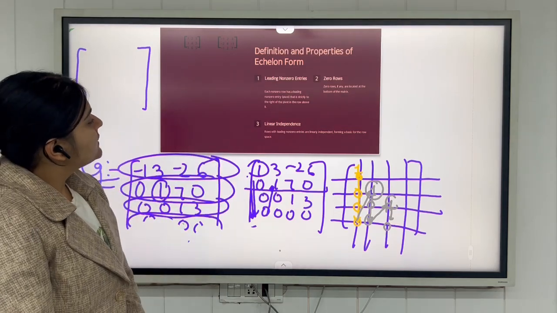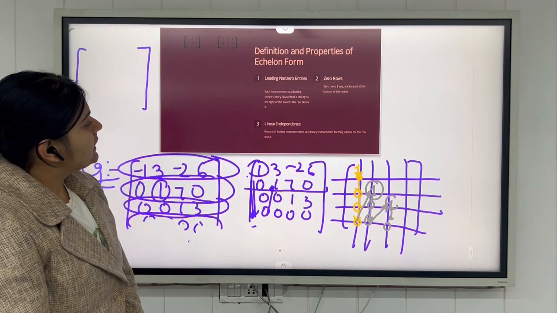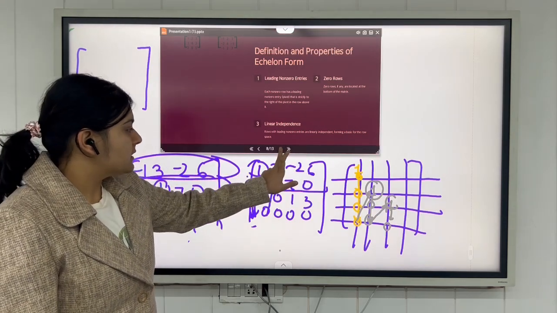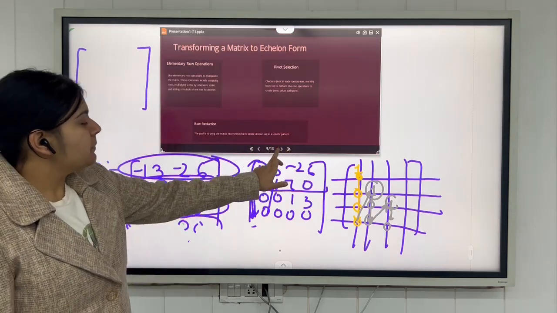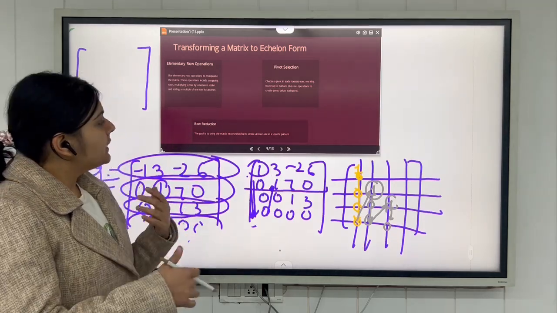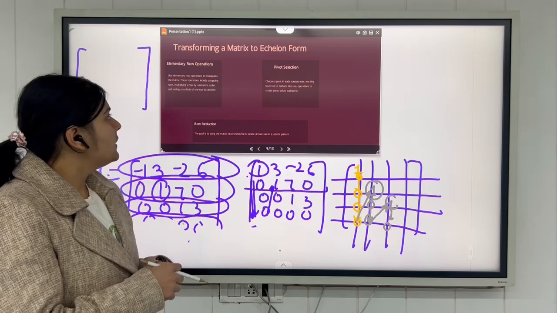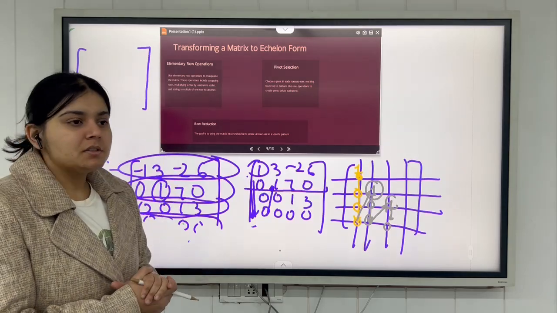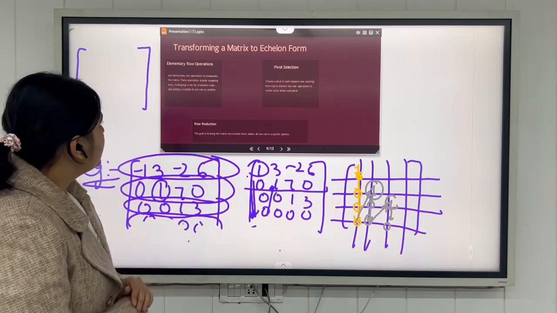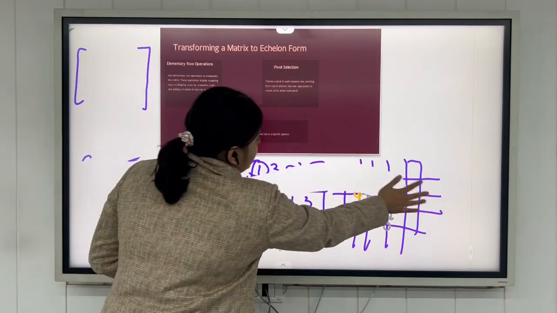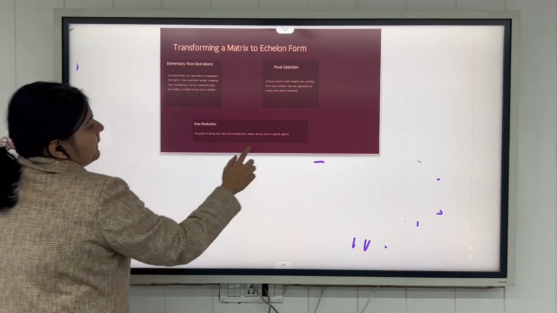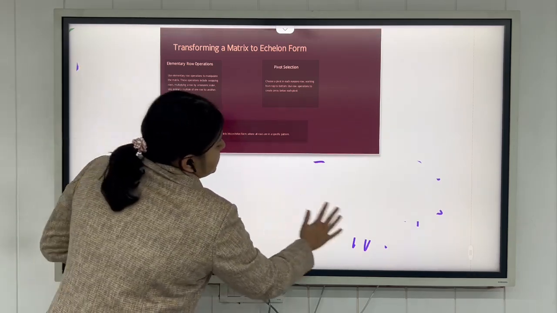And the third property is linear independence: rows with leading non-zero entries are linearly independent, forming a basis for the row space. So in the upcoming part, when you make the matrix and choose the row elements, you will get a specific pattern and observe certain kinds of operations which are the new advanced properties for bases and dimensions also. Now, in the previous part we have also discussed this. Let me first choose one question for you.